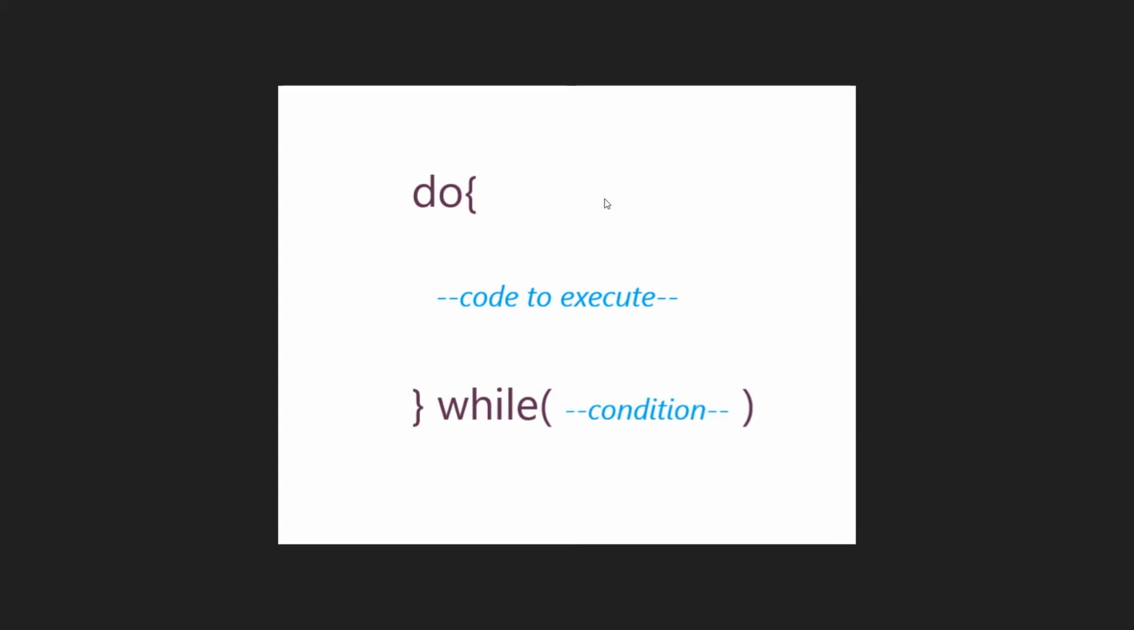Okay, and then there's a variation on the while loop called a do while that's very, very similar. It looks like this. You just write do, and then in your curly braces, you have your code to execute. And then after that block of code in the curly braces, you write while with your condition in the parentheses.